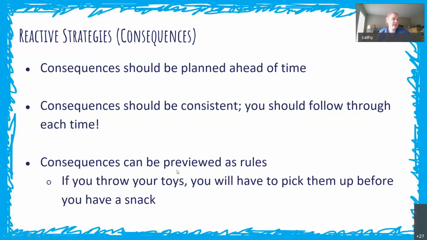Consequences should be planned ahead of time. We want to make sure everyone's on the same page and that they're consistent. You want it to be very obvious and clear to the child that every time they hit their brother, the same thing will be happening, because you don't want them testing it.